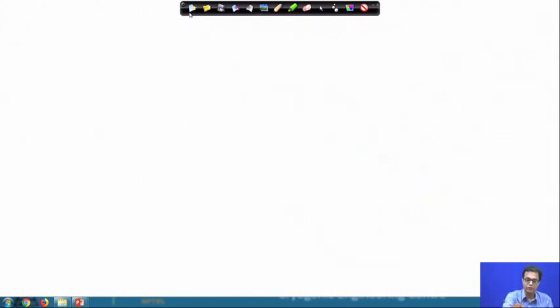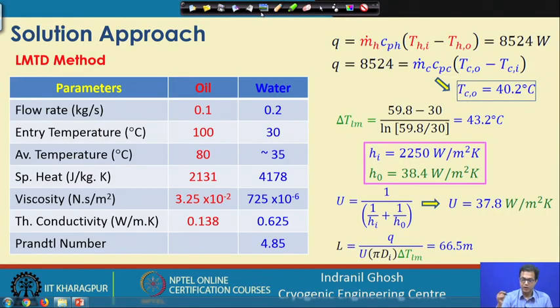Now, we have applied the LMTD technique to solve this particular problem. Now, is there any alternative technique to solve this problem? Let us have a look into that.